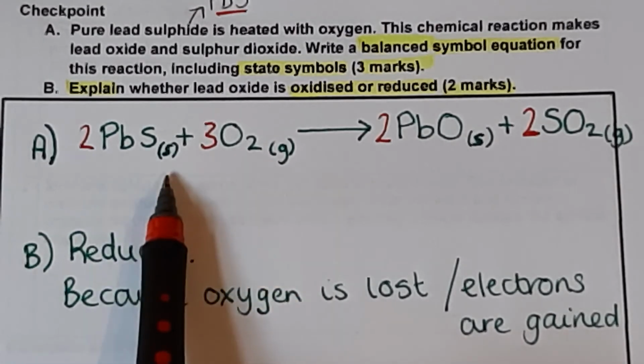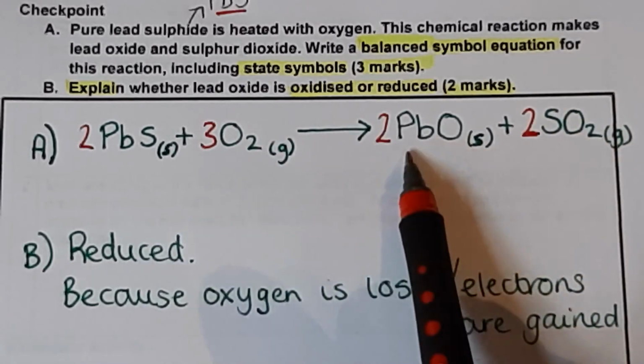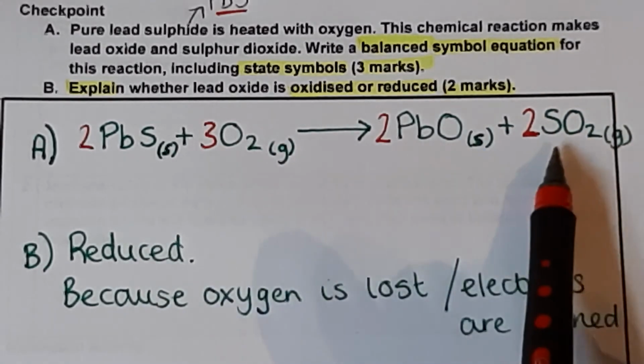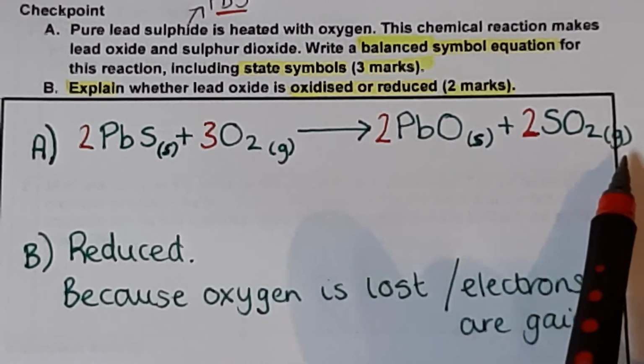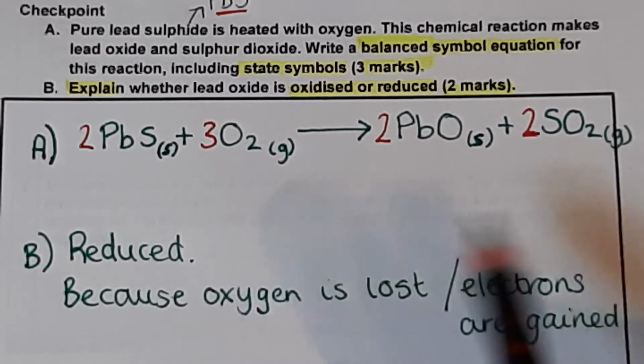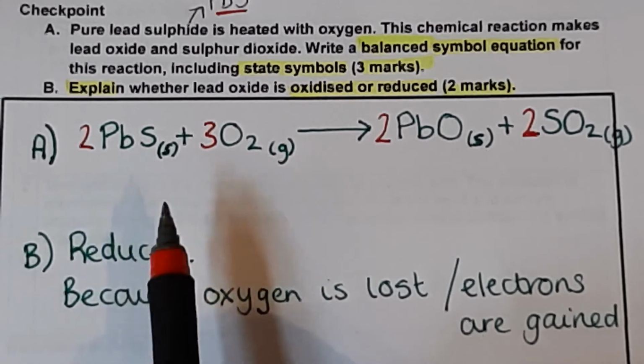Now lead sulfide is a solid and oxygen is a gas, and it turns into PbO, lead oxide, and that is also a solid, and SO2, sulfur dioxide, which is a gas. Most things that are dioxide are gas, like carbon dioxide.